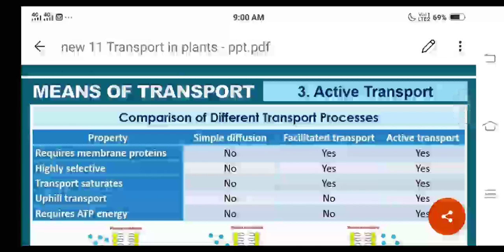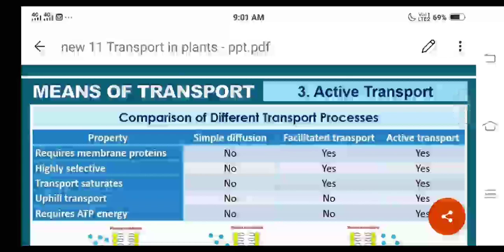In the comparison, in the first column there is Property, in the second column simple diffusion, in the third column facilitated diffusion, and in the fourth column active transport. Five important properties are mentioned here: one is requires membrane proteins, second is highly selective, third is transport saturates, fourth is uphill transport, and fifth is requires ATP energy. All these are the properties.